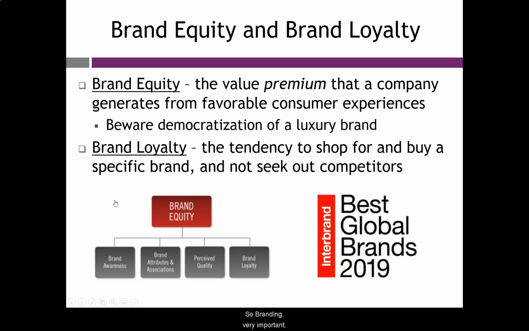So branding, very important, something you'll be doing in your business plan, trying to develop a good brand for your product. So, with that, that is it for today.